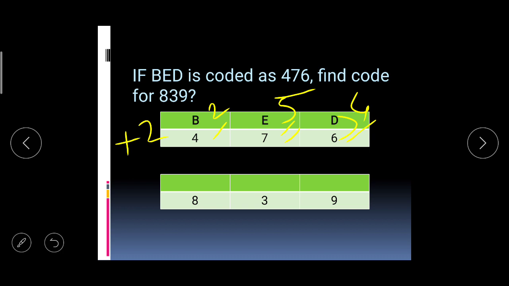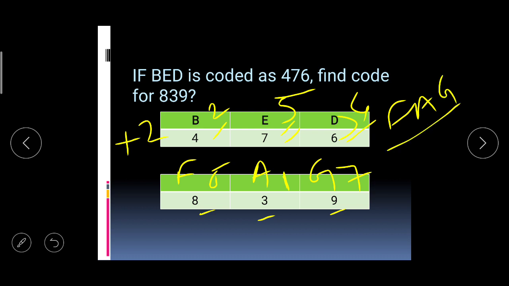So in order to find the word when the code is given, which is 2 more than the initial code, we have to go 2 steps backwards, right? So the position should be 6, the position should be 1, the position should be 7. Now let's plug in the letters. For 6 we have F, for 1 we have A, and for 7 we have G. So our answer is F, A, G, fag. Okay, let's move on.